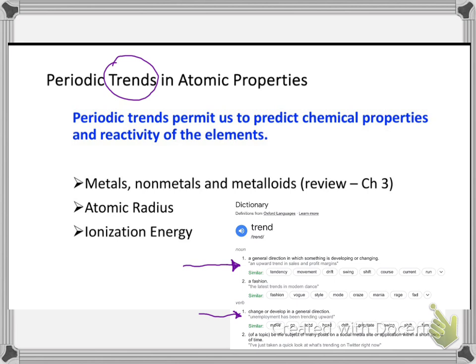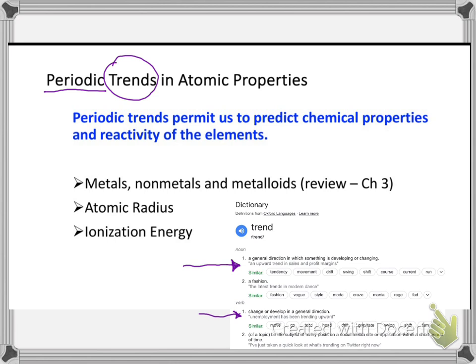So trends are patterns, and a periodic trend is a repeating pattern. On the periodic table, we're going to look at 3 repeating patterns. Why trends are important for us to think about, as you can see on the slide, is that it allows us to predict the chemical properties of the elements. So when we can identify trends, it helps us to predict and then understand a little bit better.